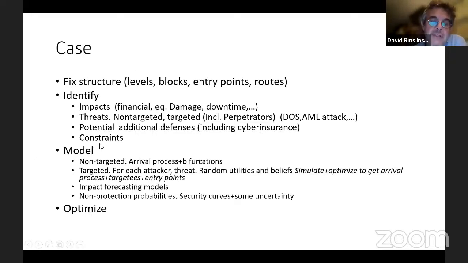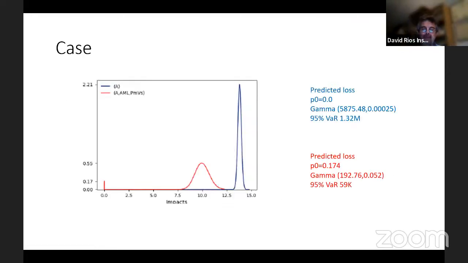And then once we have structured the problem, we go through a model. The non-targeted is basically modeling some stochastic processes and bifurcations. For the targeted attacks, for each attack, we need to simulate and optimize to get the arrival process, the targetees, and the entry points. We need to provide models to forecast the impacts and non-protection probabilities, and then we need to optimize, right? So that would be sort of the process to be followed. And that's the example with some numerics. The details are in the paper.